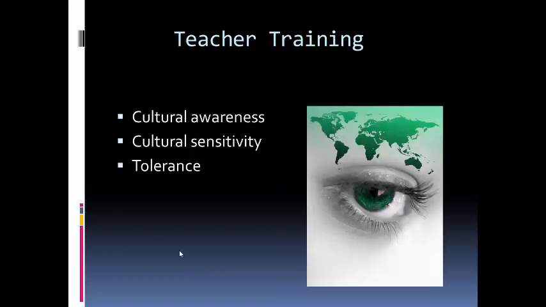Teachers need training. They need to develop cultural awareness, cultural sensitivity, and tolerance for people from other countries. Some terms that we may use in a joking manner, or some gestures we may use, may be offensive to people in other cultures.